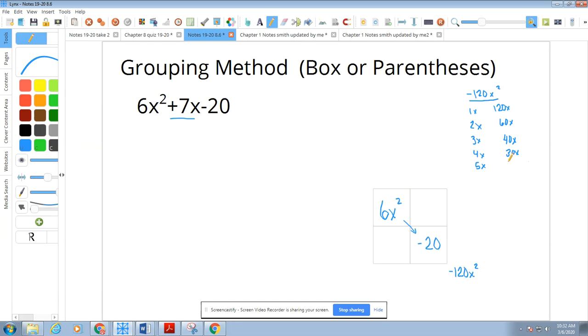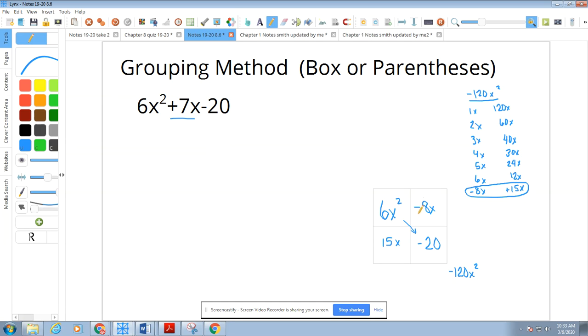5x and, let's see, 24x. I'm doing this mentally. That's not going to work. How about 6x and 12x? That's never going to work. How about 8x? That would go into 12 one time. And 15x. Ooh, this is looking good. 8x and 15x. Well, if I have a negative 8x and a positive 15x, that will add up to be 7x. So I'm going to put those as a substitute into my box.